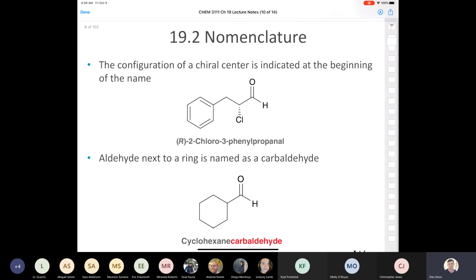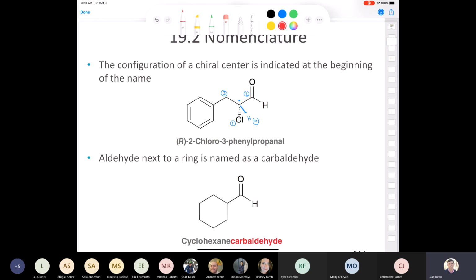If we have a stereocenter in an aldehyde or a ketone, of course, we have to designate the configuration of that chiral center, and we always place that at the beginning of the name. Here we have R-2-chloro-3-phenylpropanal, so you always want to be up to speed on your Cahn-Ingold-Prelog rules. Here's our chiral carbon. We have a hydrogen coming out in front like this. The chlorine takes the highest priority. This group takes second highest priority. This group takes third, and obviously the hydrogen takes fourth.